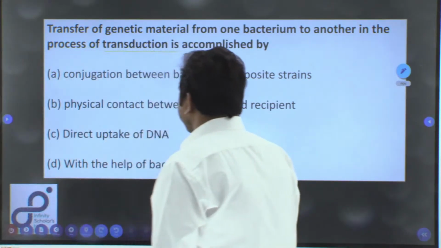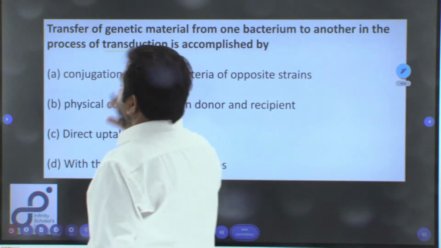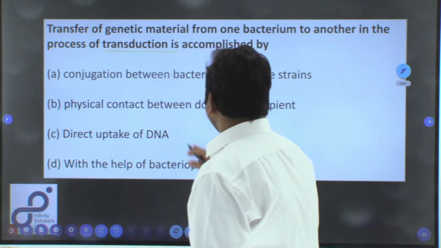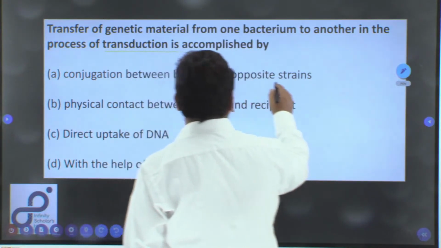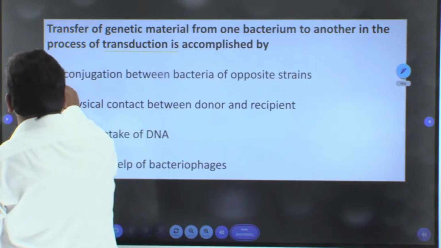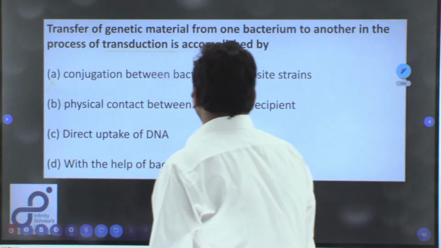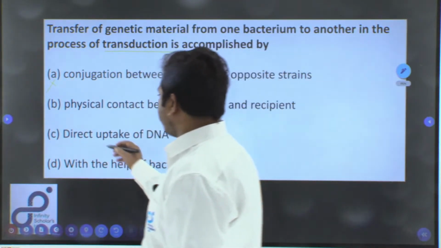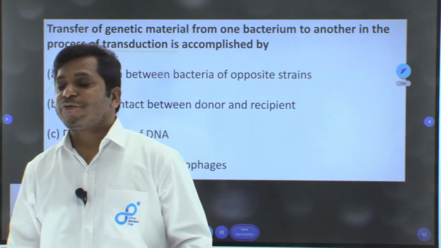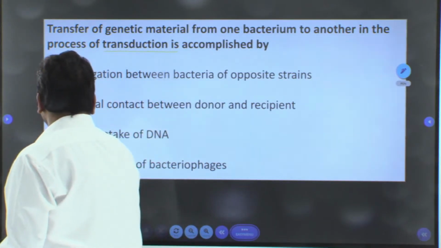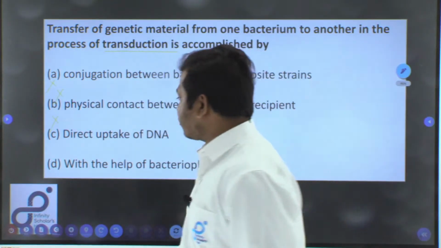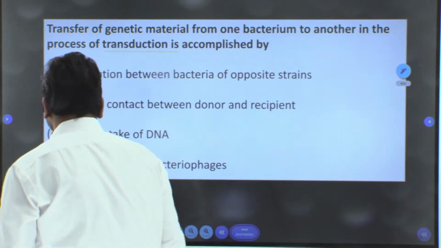As I told you, transduction is a process of transfer of genes with the help of bacteriophage. Let us look at the options. Conjugation between bacteria of opposite strain. Conjugation is a different process, it is not transduction, so this answer is incorrect. Physical contact between donor and recipient. No, this is also incorrect. Direct uptake of DNA is transformation, so this is also incorrect. With the help of bacteriophage, it's transduction. So that is why this is the correct answer.